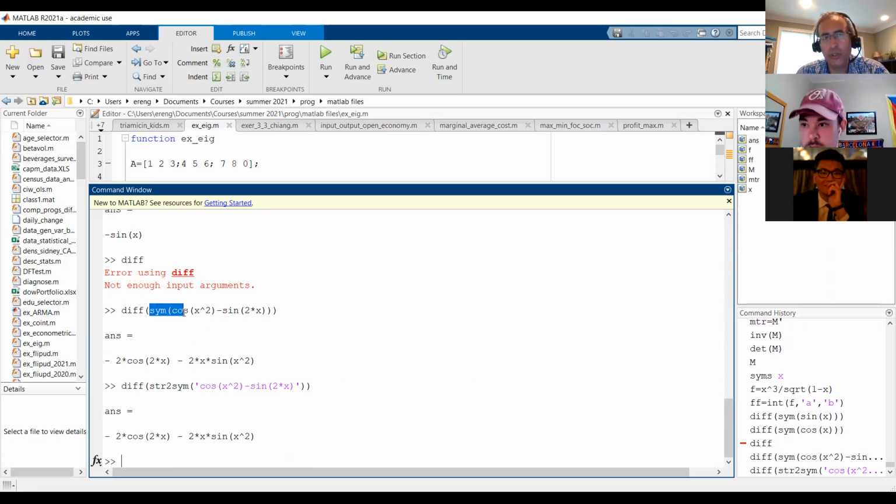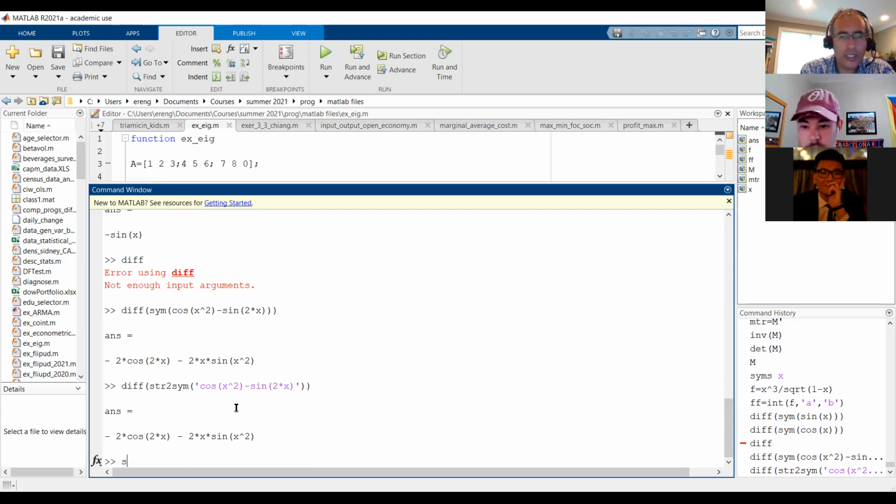One is symbolic directly. So for symbolic, you don't need the apostrophes. And the other one is simply, if you want to use the strings or characters, what you do is you simply do the string to sim. Okay. Perhaps I made a mistake on the parentheses, but now it works. Okay. And of course, the result is exactly the same. Makes sense?